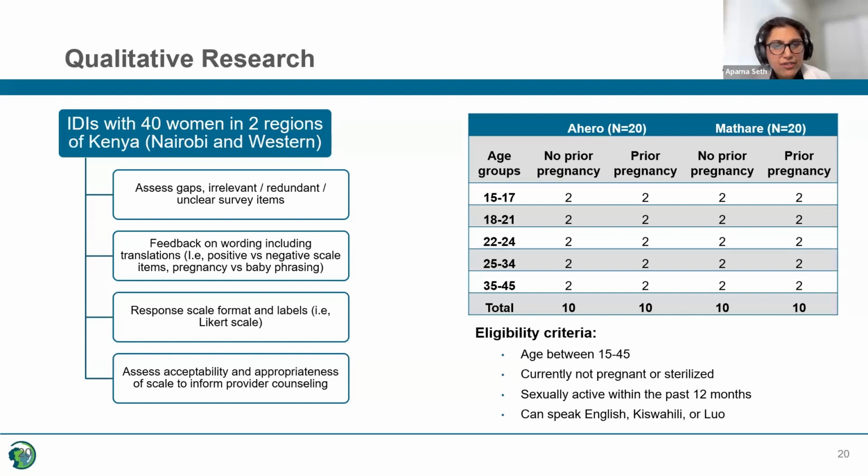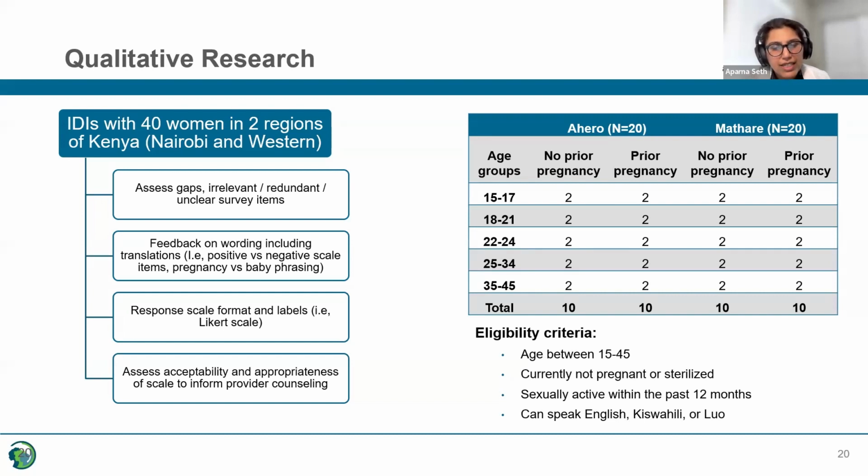The third objective, getting feedback on the scale format or labels. For instance, we are using Likert scale options, so just making sure that those options are clear or if any rewording is needed there. And finally, assessing the acceptability and appropriateness of the scale to inform provider counseling in a clinical setting.